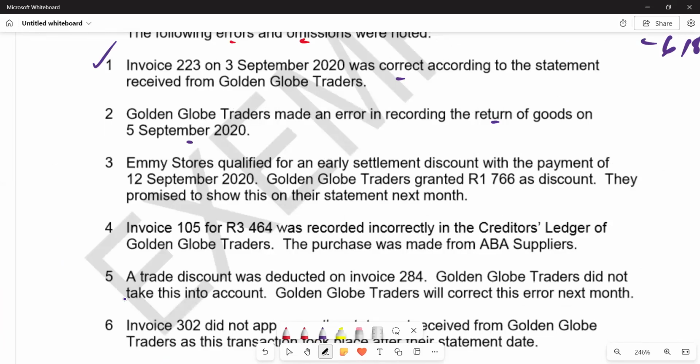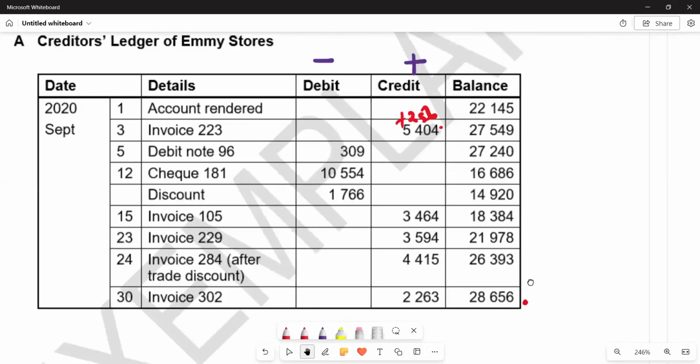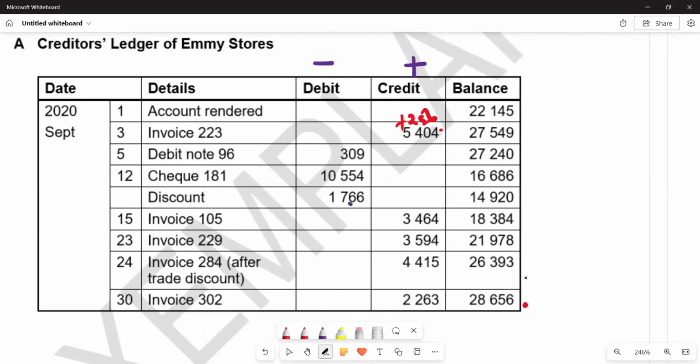Golden Globe Traders granted 1,766 as discount. They promised to show this on their next statement. So it seems the error that we are having here of 1,766 is a discount which was effected in the ledger. But Golden Globe Traders is saying they'll correct this error on the next statement, which means on the recent statement it's not indicating. If you go to the ledger, we see that we have got the discount here, 1,766, which means our ledger is correct.